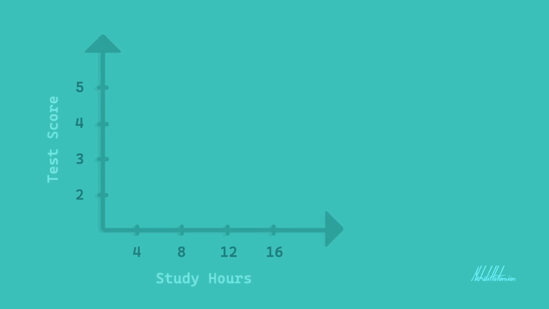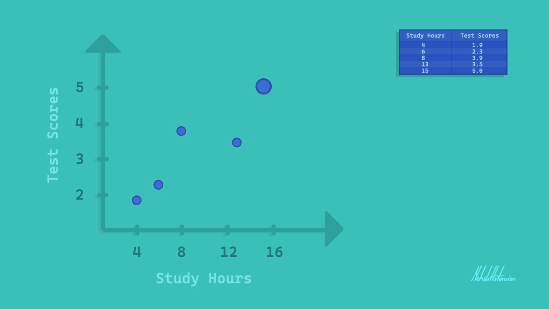Here we have a scatter plot. On the x-axis, we see study hours representing the amount of time students spent studying. On the y-axis, we have test scores showing how well they performed in an exam. Each dot on this plot represents a student. As you might notice, there seems to be a pattern. More specifically, a general trend where more study hours lead to higher test scores.